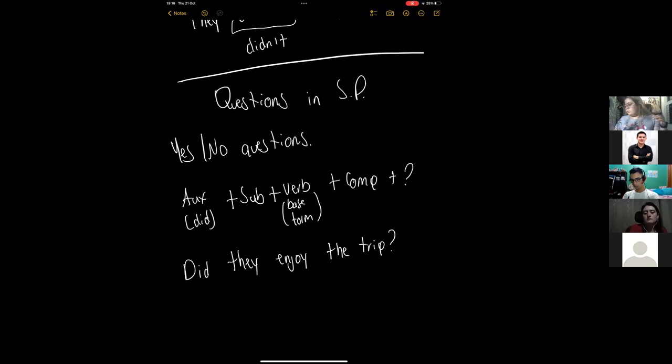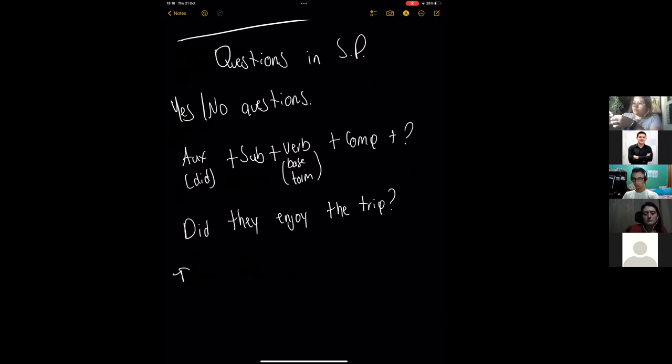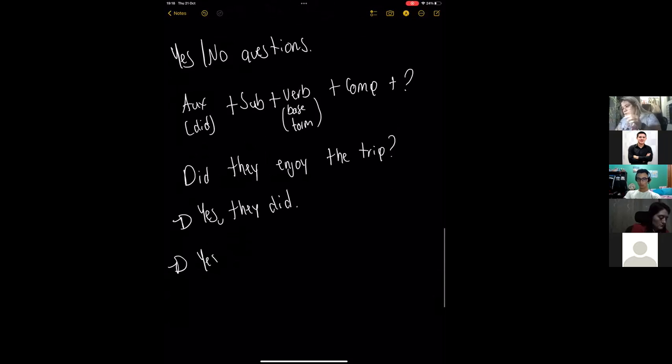Which could be an answer? There are two possible answers. Answer number one, which is the short answer, yes or no. Let's say yes, comma, they did. Or the long answer could be: yes, they enjoyed it, which is using the verb in the simple past.